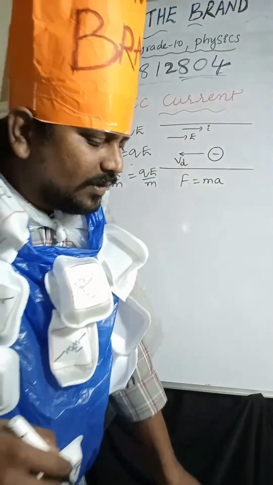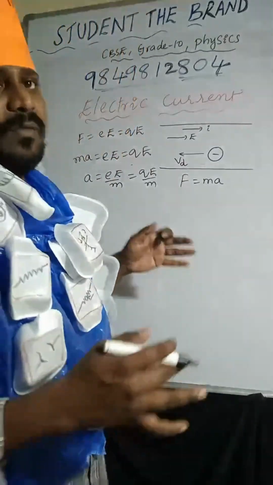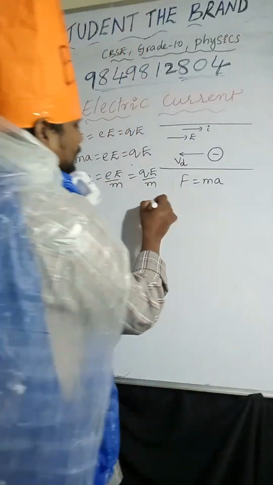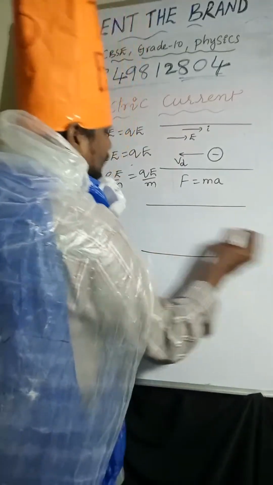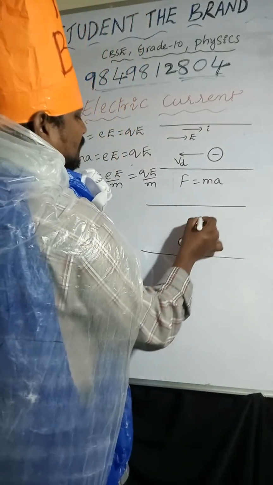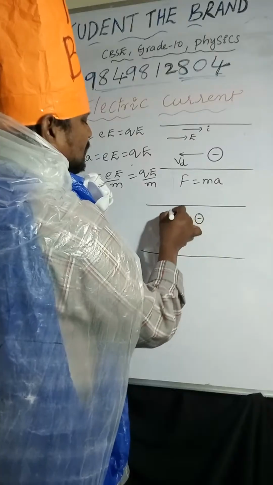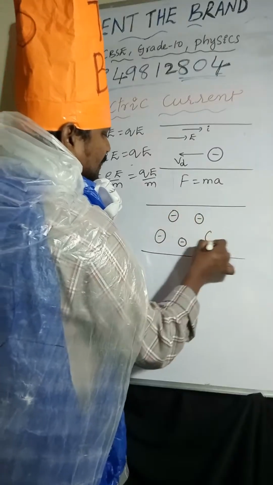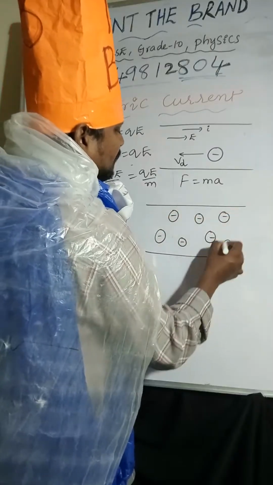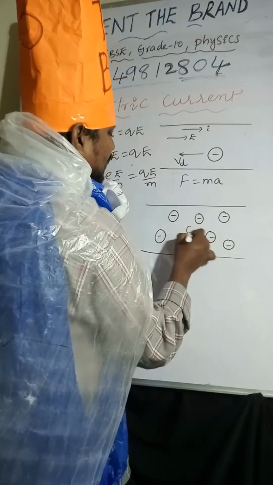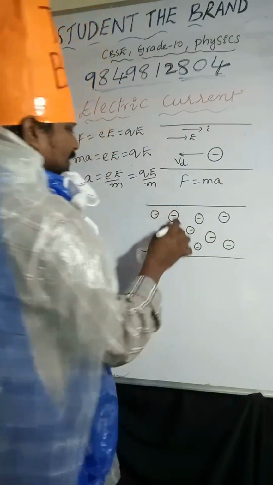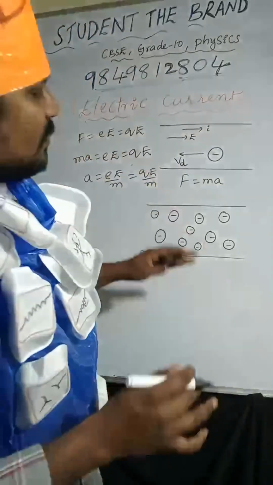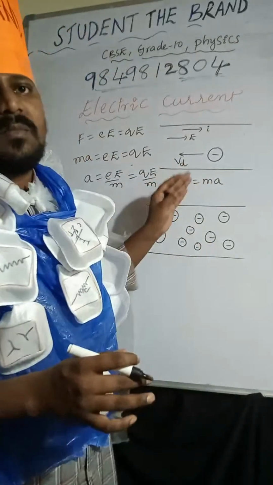Now we will discuss drift velocity. What is meant by drift velocity? So here, this is one electron. This is also one electron. So electron is moving in a closed path inside of the conductor. When it is moving, the electrons will move in a zigzag motion.